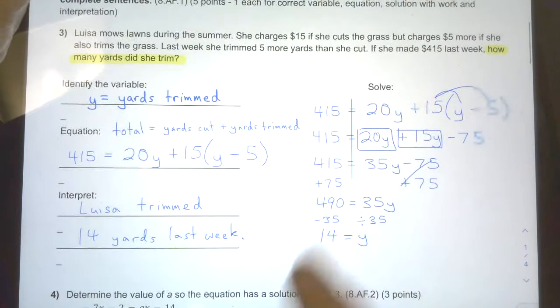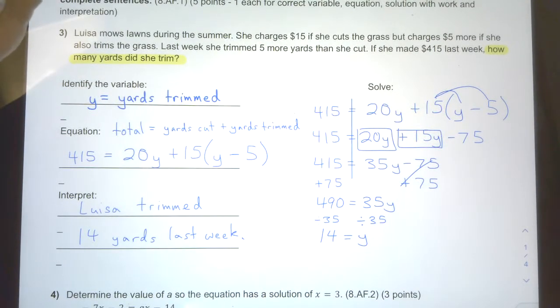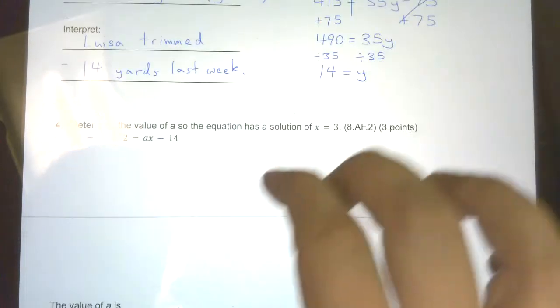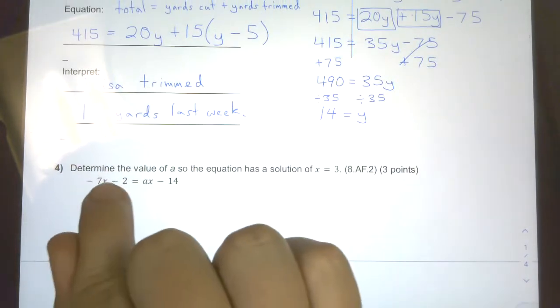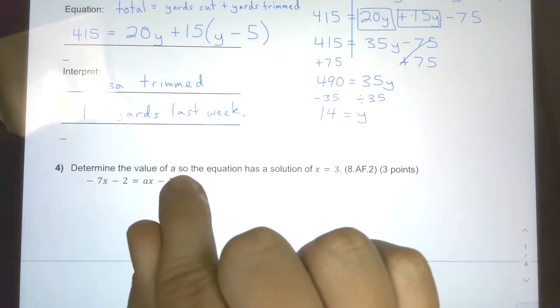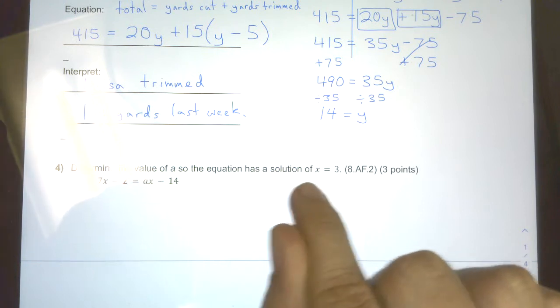All right. That is a tough one. That's a tough one. All right. Moving on. Oh, this is split over my page. This is going to bite. Determine the value of A so the equation has a solution of x equals 3.